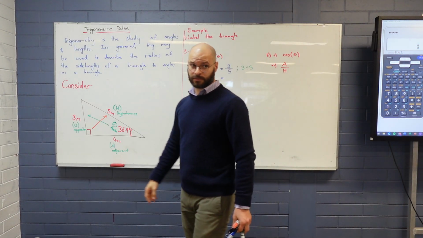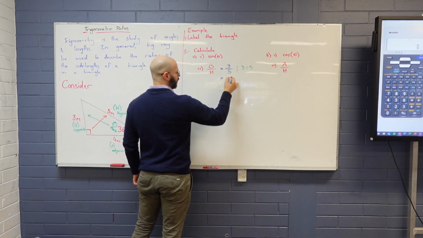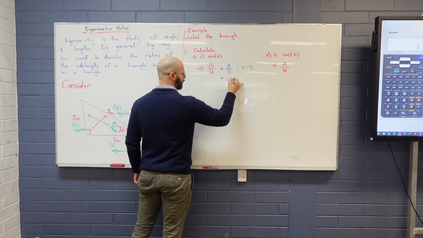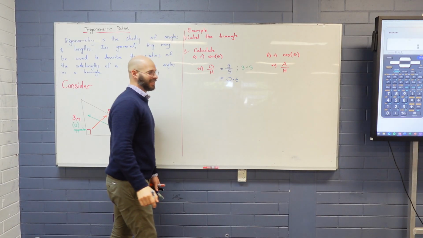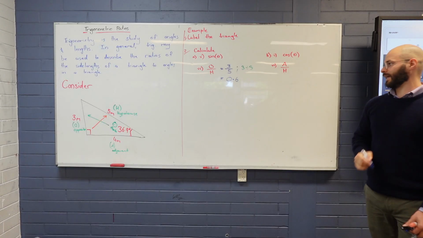Are you listening? 3 divided by 5 is 0.6. Excellent.